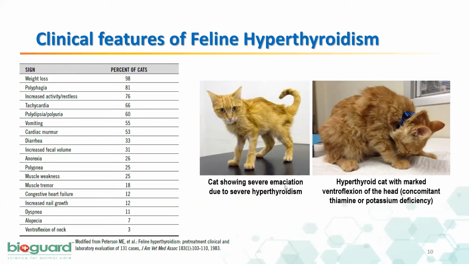Here you can see there are two examples I have shown where the cat is looking very thin, has lost a lot of weight. And in the other example, you can see there is a ventroflexion of the head, where the cat has a dropped head and cannot bear the weight of the head.